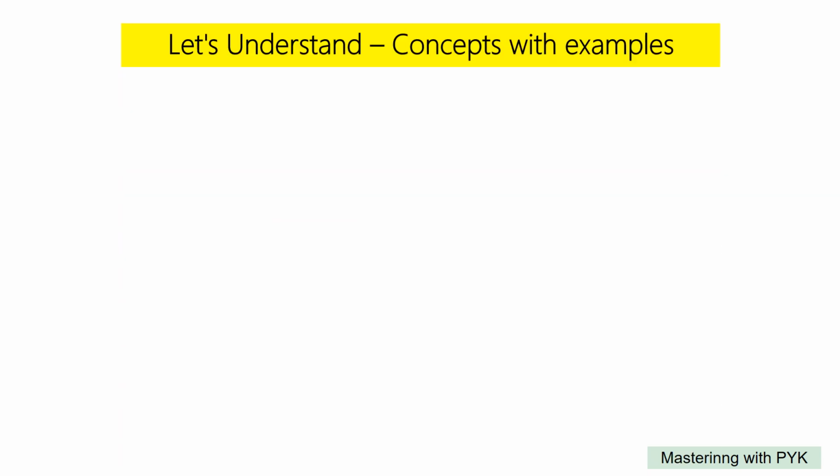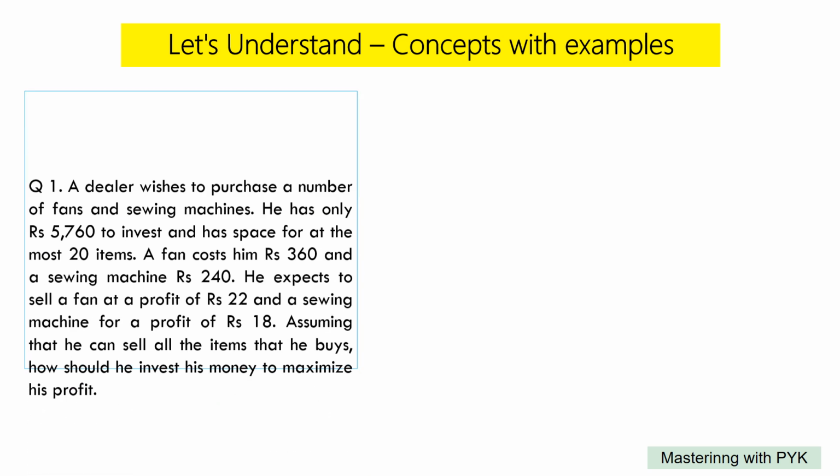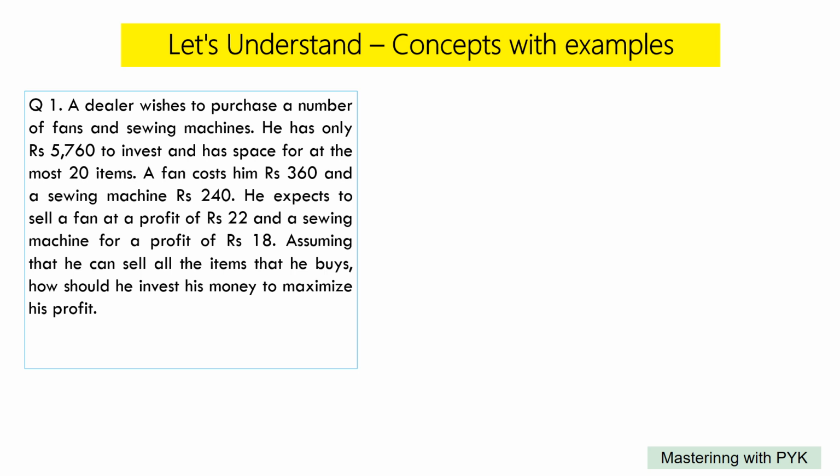We'll start this chapter by going through the examples. This is an example. A dealer wishes to purchase a number of fans and sewing machines. So here is a dealer who has to purchase fans and sewing machines. He has only 5,760 rupees to invest. This is a restriction: he cannot spend beyond 5,760. He also has space for at the most 20 items. This is a second restriction. The first restriction talks about the money, and the second restriction talks about the space.